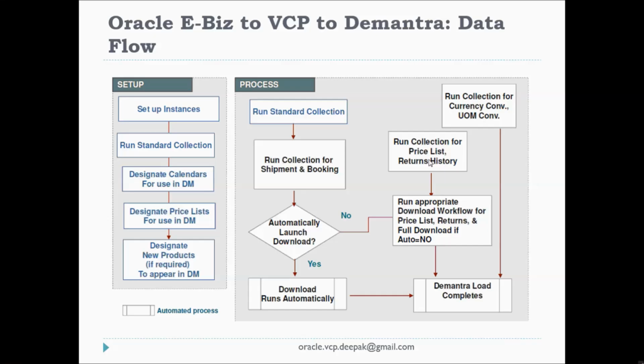Once all the collection is done, then go to Demantra and run the corresponding Demantra programs: EBS full download, the EBS price list load, and the return history workflows. We need to run all these programs on the Demantra side. This top portion, which includes standard collection, booking and shipment history, then price list, return history, and currency conversion, are the collection programs that we need to run. But it depends: if we are not doing a forecast based on the returns, then you don't need to run it.